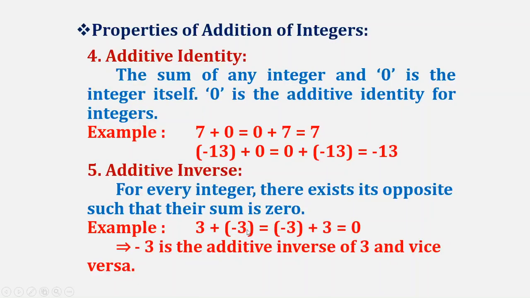So if a positive integer is given, you have to tell the negative integer as its additive inverse. If a negative integer is given, you have to tell the positive integer as the additive inverse of that number. So if I give plus 5, then minus 5 is the additive inverse. If I give minus 5, plus 5 is the additive inverse for the given minus 5. So here you can tell that minus 3 is the additive inverse of 3 and vice versa.